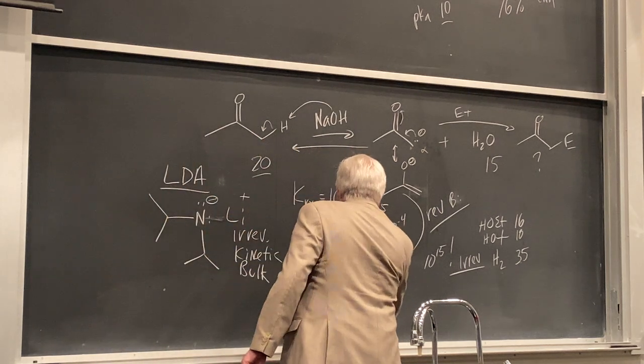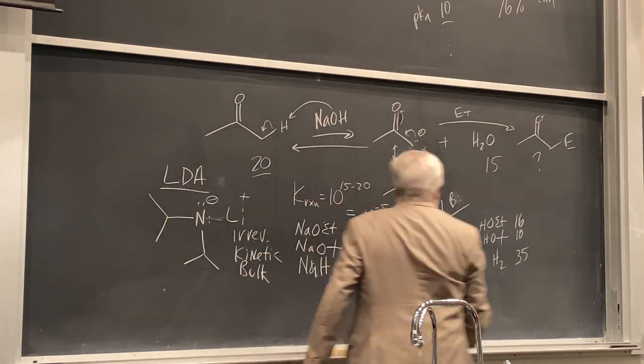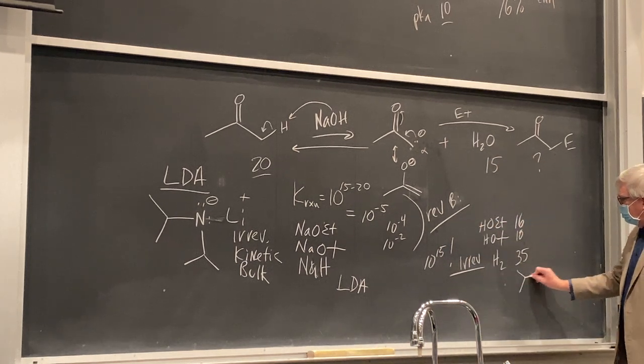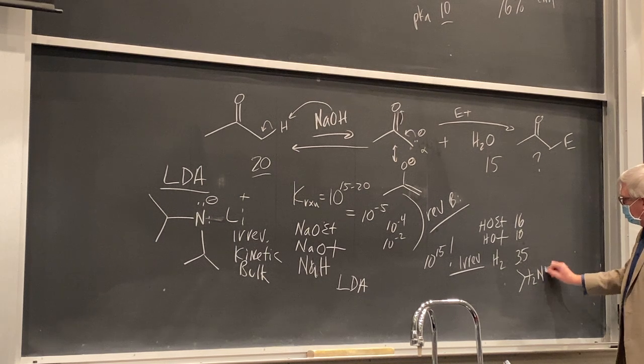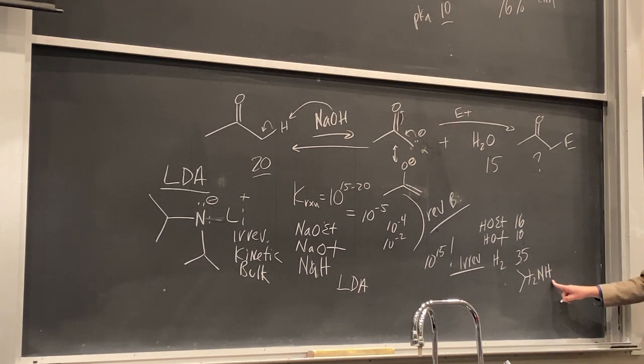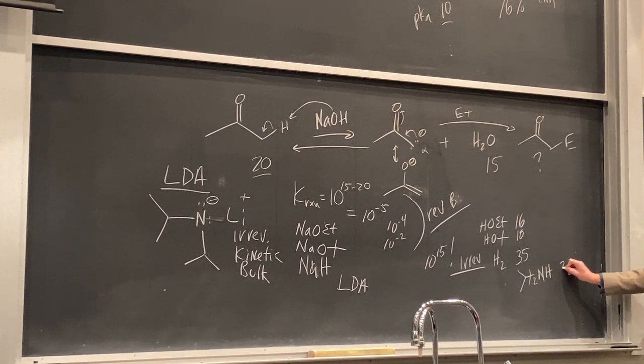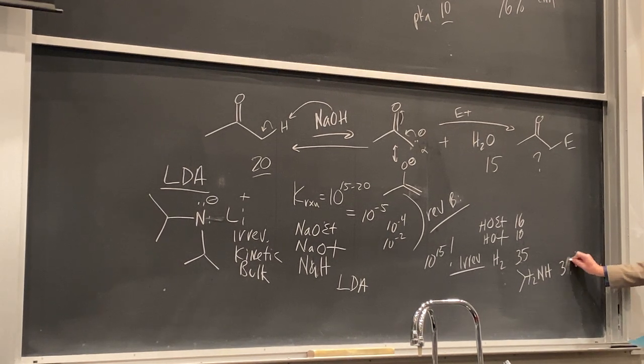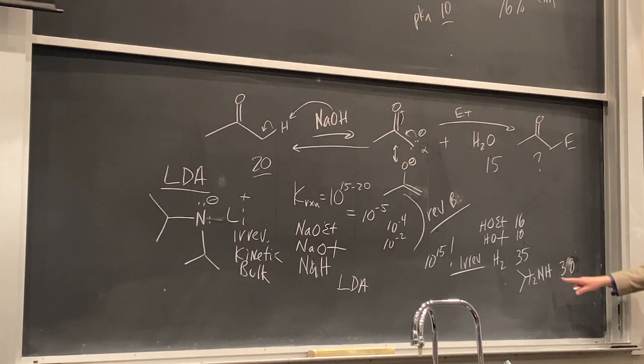Let's do LDA as our base here. And what will be the conjugate acid here? Well, it'll be diisopropyl amine. And what's the pKa of an amine? Well, it's 35. Or no, 38. Yeah, let me get the exact number. 38. So it's like ammonia, right? Ammonia 38. And so when that forms, you see that's going to be the highly favored thing.